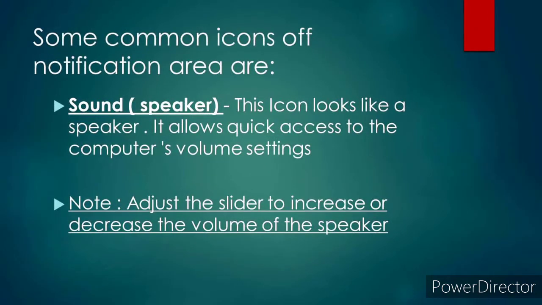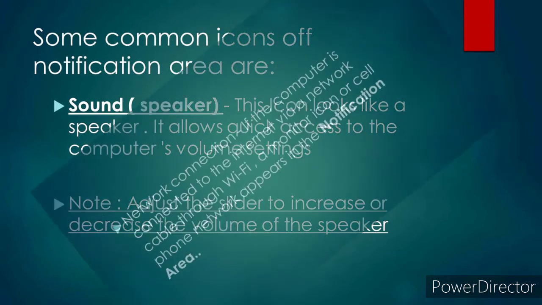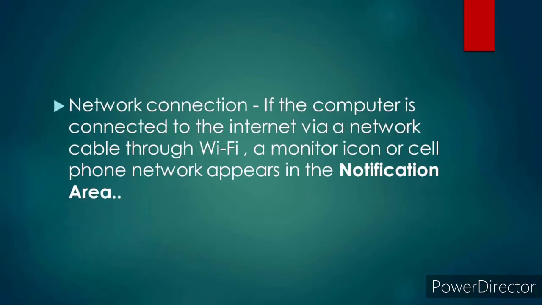Next, let's discuss some common icons of notification area. First is sound or speaker. This icon looks like a speaker. It allows quick access to the computer's volume settings. Note, adjust the slider to increase or decrease the volume of the speaker. Next is network connection. If the computer is connected to the internet via a network cable or through Wi-Fi, a monitor icon or cell phone network icon appears in the notification area.